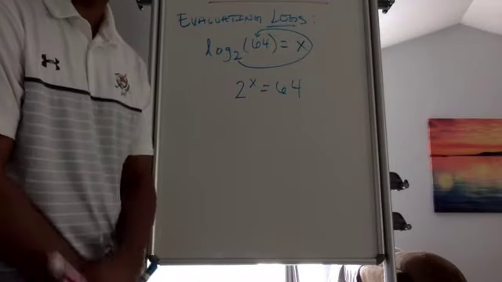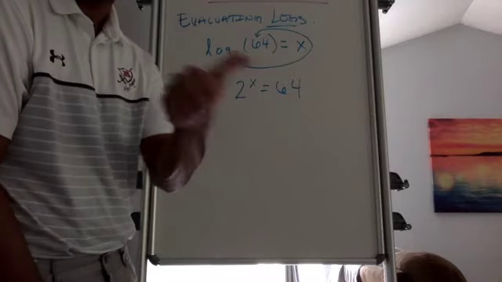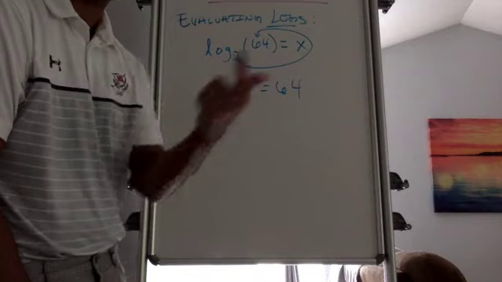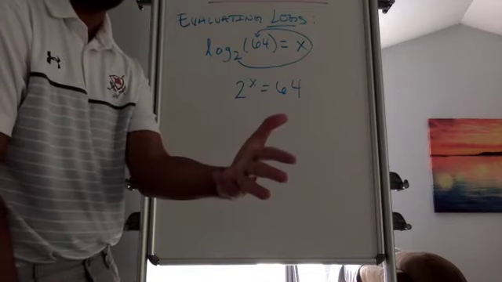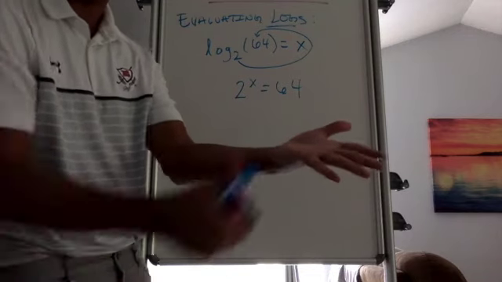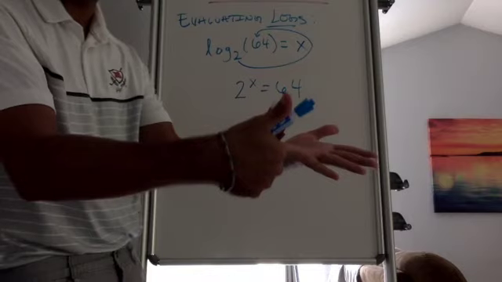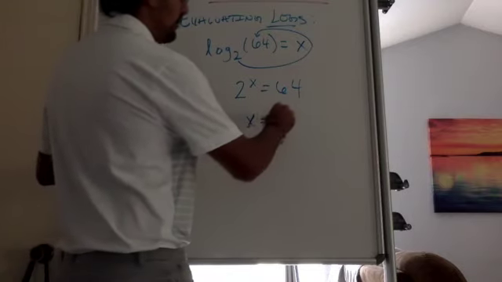And again, you can solve this multiple ways. You can think, 2 to the power of what equals 64. You can just count them. So 2 to the power of 1 is 2. That's not it. 2 squared is 4. 2 cubed is 8. 2 to the 4th power is 16. 2 to the 5th power is 32. So 2 to the 6th power gives me 64.